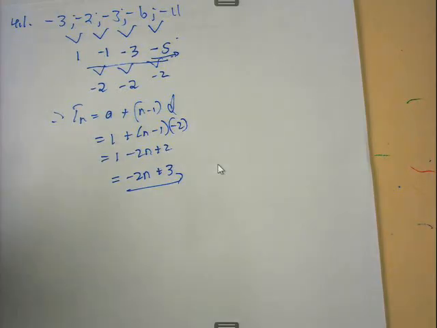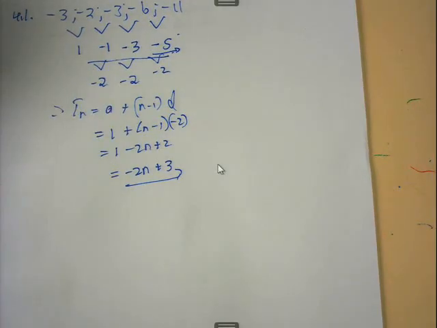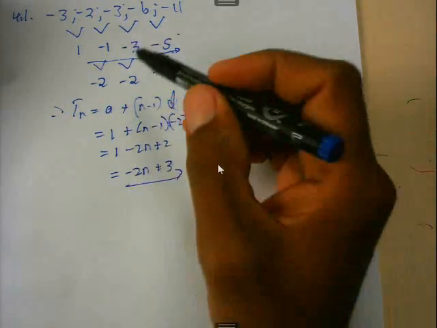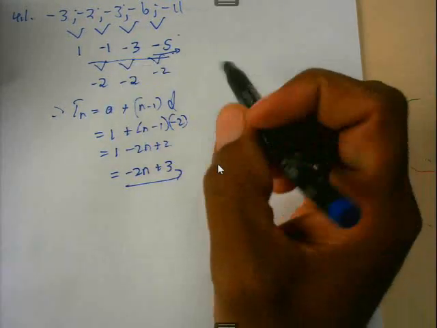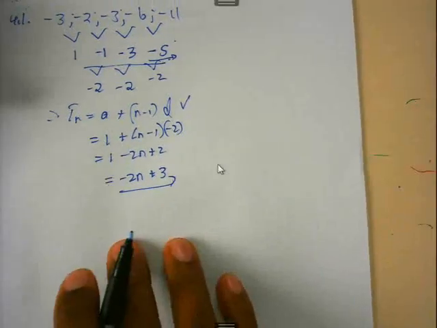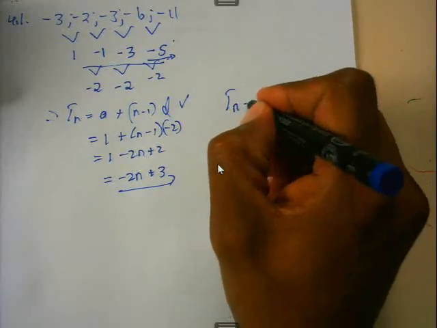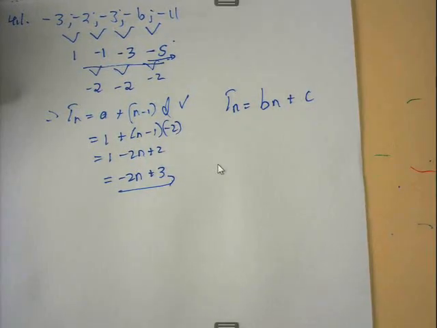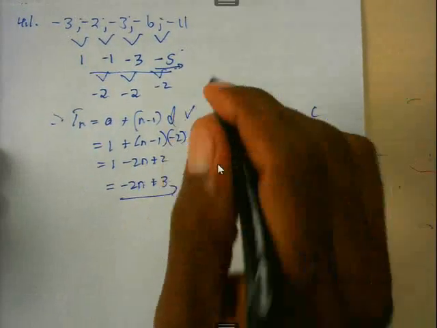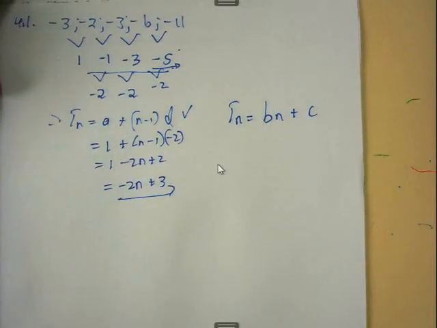Then you have -2n plus 3. Therefore, the general term here is Tn = -2n + 3. Boys and girls, why do we take this one? You need to have the difference. Once you have the difference, you will be able to use the formula. Remember, we also have Tn = bn + c. You can also use that formula, but I think this one is the easiest to use.